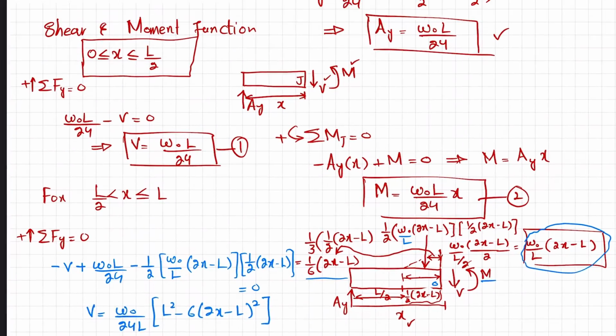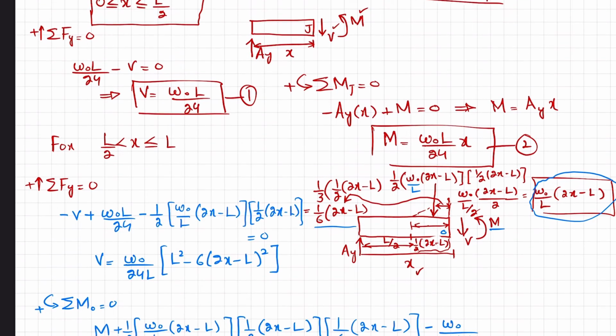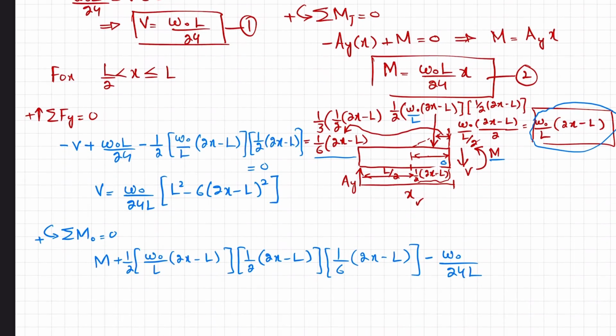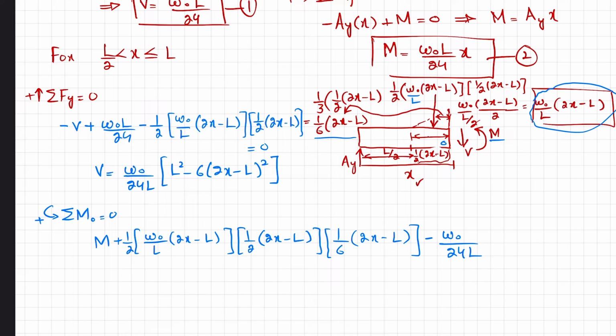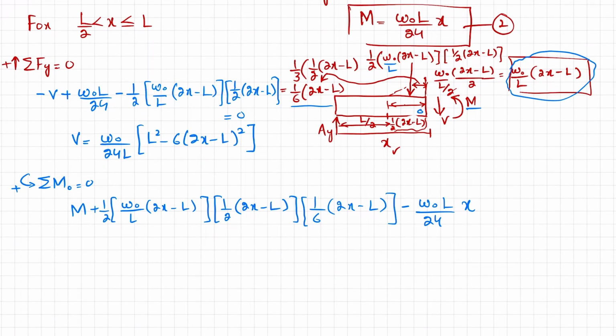Clear? We will check it. AY is W naught into L over 24. So what I have to do is that I will write W naught into L over 24 into x. Let me correct it. And the perpendicular distance is x. Okay, so AY, which is W naught L over 24, and perpendicular distance is x. So their sum must be equal to 0.